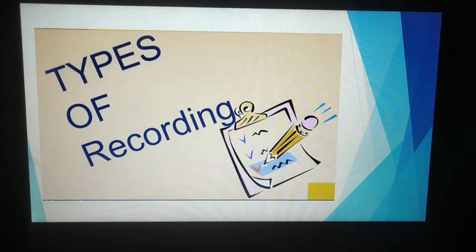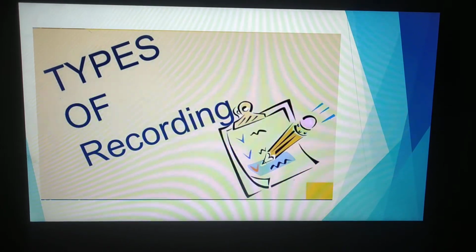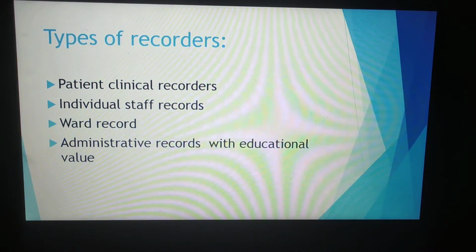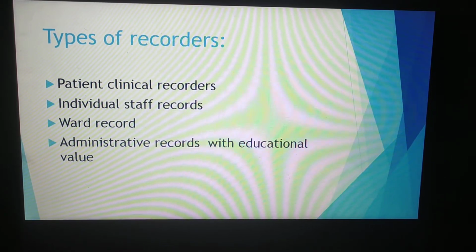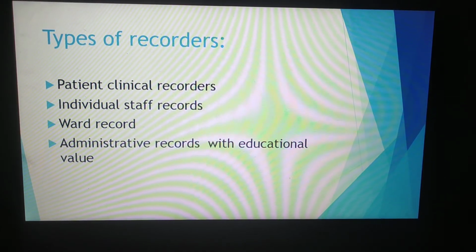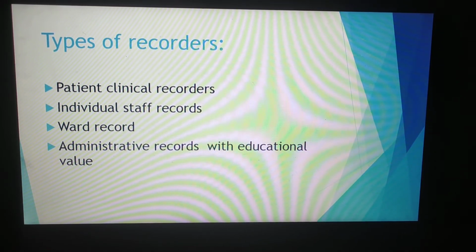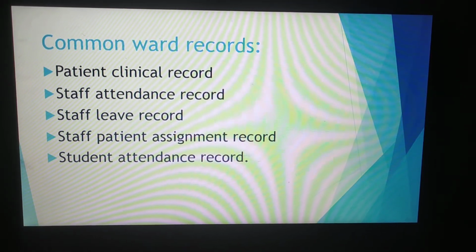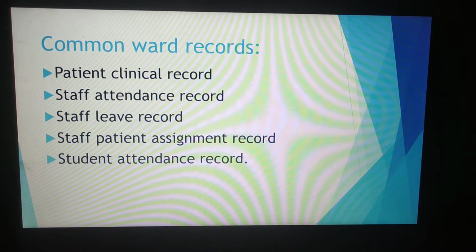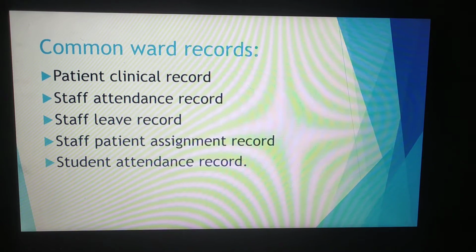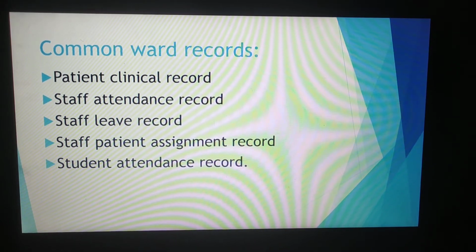So next, there are some types of records. Those types of records are patient clinical records, individual staff records, ward records, and the last one is administrative record with educational value. Here the common ward records include patient clinical records. In the patient clinical record, we need to maintain the progress of the patient.